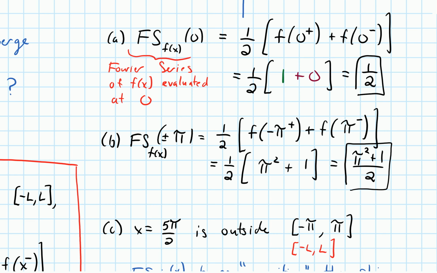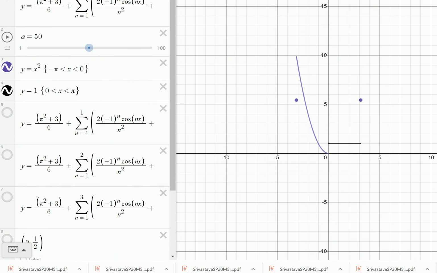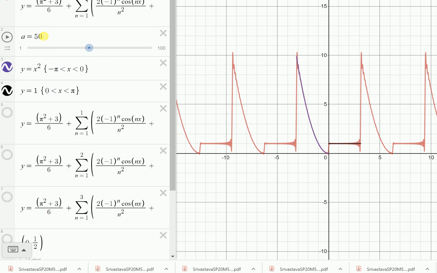One thing that we saw in the demo, let me see if I can bring that up one more time. In the last video, I showed you this demo in Desmos. We had the graph of our piecewise function, and I showed you an animation of what the Fourier series looks like if we add more and more terms into it. I'm just going to draw now the Fourier series when a equals 50. Actually, let's even make it larger. Let's make a just 100.